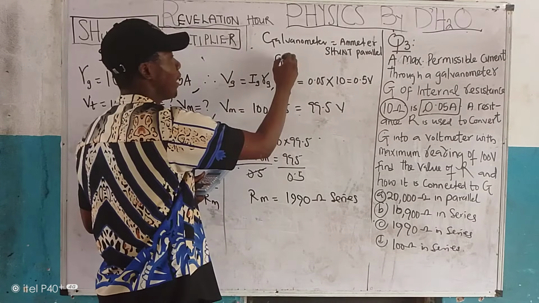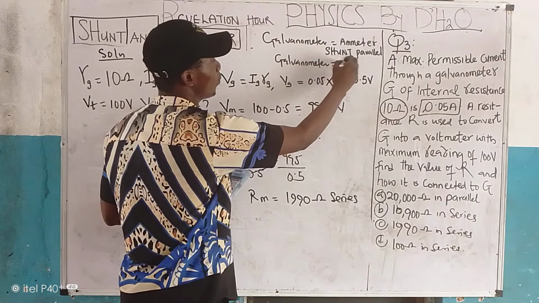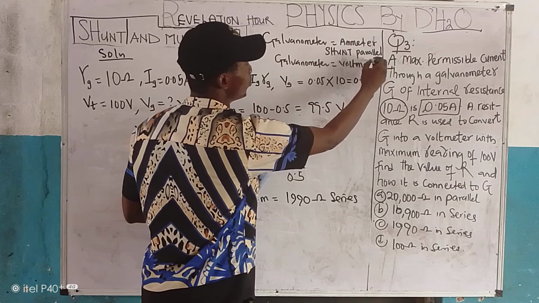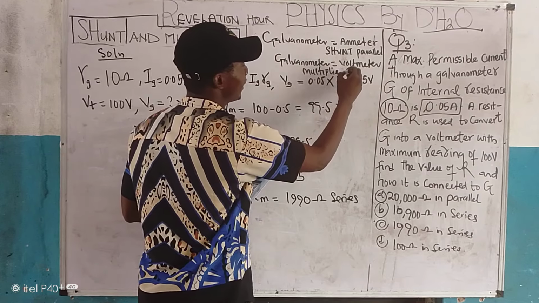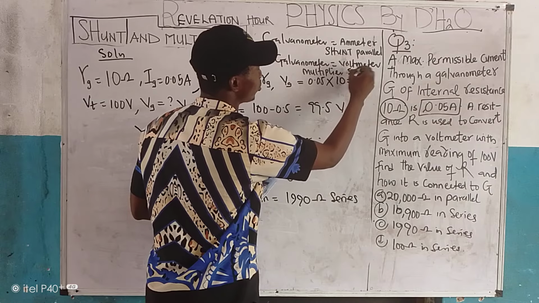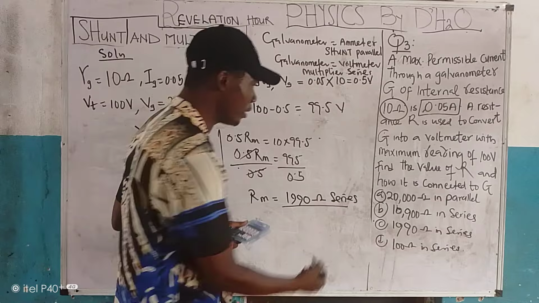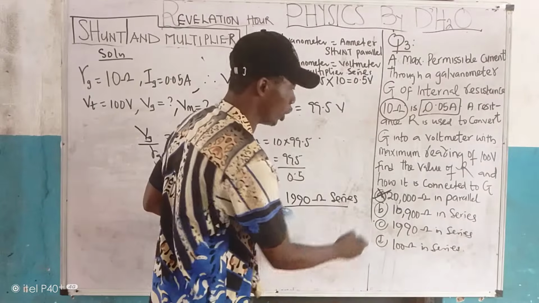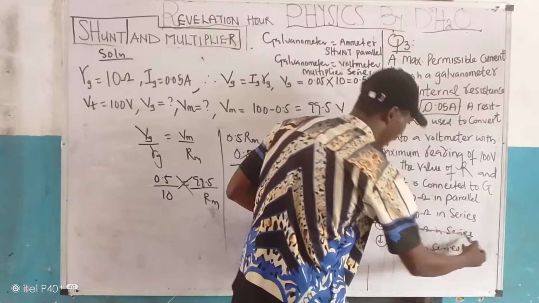Write it down. Galvanometer to voltmeter. What do you use? A multiplier, in what? In series. So in this connection, it must be series. Is it option A? No. Is it option B? No. Is it option C? Yes. This is the answer.